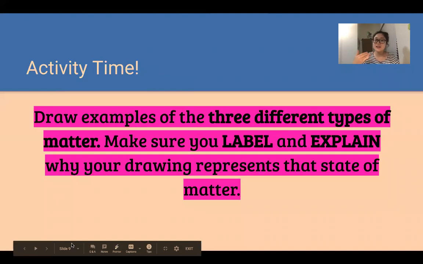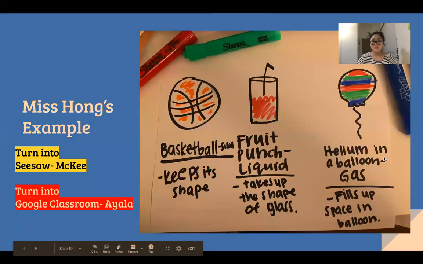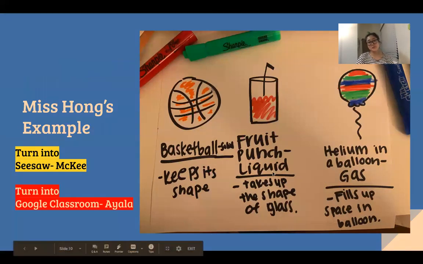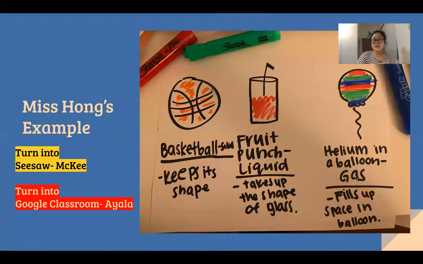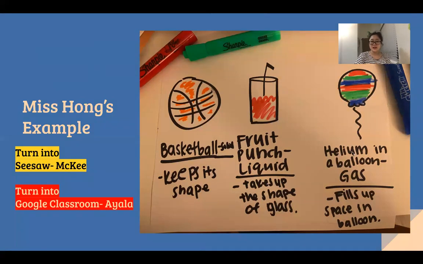And so I did an example as well. And so this is how I showed my different states of matter. So I showed the basketball, a fruit punch, and helium in a balloon. Notice that I explained why a basketball represents a solid, for example, or a fruit punch represents a liquid, and helium in a balloon represents a gas.